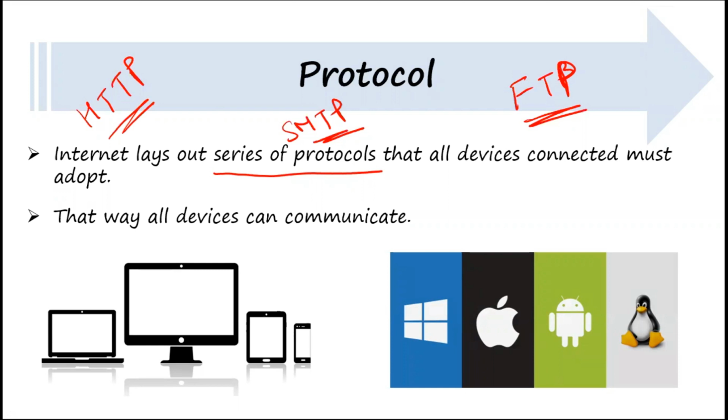They are agreeing to send and receive information in the same way. Windows decided, okay, I would follow a particular path to send some information. Apple decided, okay, same path I would follow. Android decided, okay, same path I would follow, and same with Linux. And to receive the information, if Windows decided something, Apple agreed to that, Android agreed to that, and so on. So all of these operating systems agreed collectively to follow the same pathway for receiving and sending information. That's why they are able to communicate with each other.